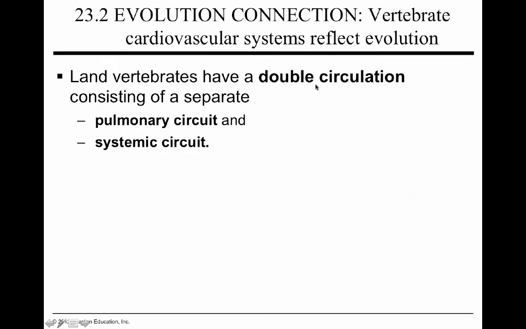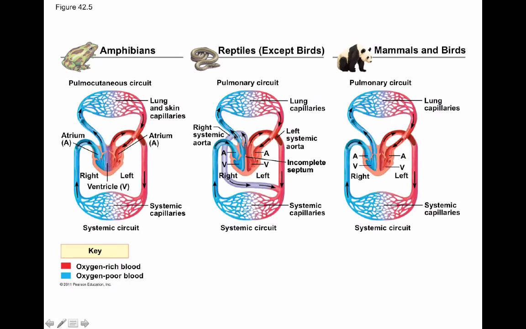That's different than this double circulation. So land vertebrates, like your amphibians, the reptile group, including birds and mammals, they all have double circulation. So we have two different circuits here. We have a pulmonary circuit, that's shown on top in these pictures. And we have a systemic circuit, which is shown on the bottom. And you can see both circuits go from the heart away and back to the heart. The word pulmonary means lungs, so pulmonary goes to the lungs. Systemic goes to the body system.